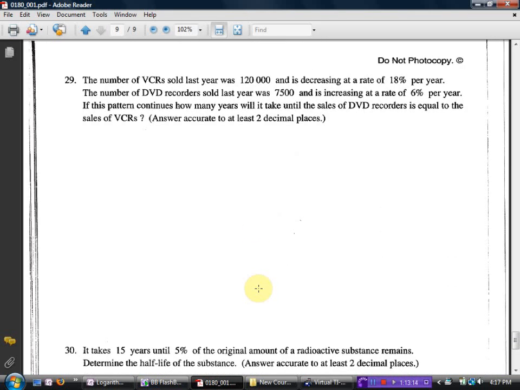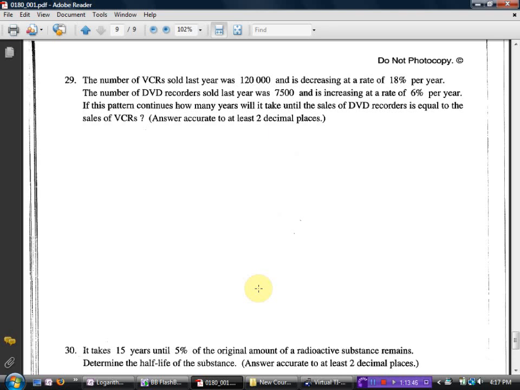Take a look at number 29 on the next page. The number of VCRs sold last year was 120,000 and is decreasing at a rate of 18% per year. The number of DVD recorders sold was 7,500 and is increasing at a rate of 6% per year. If this pattern continues, how many years will it take?